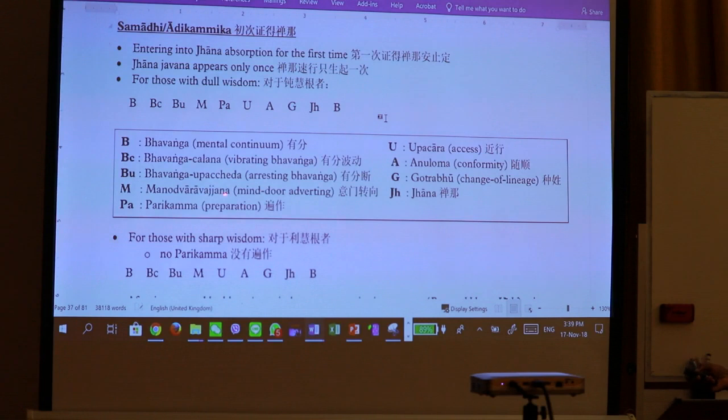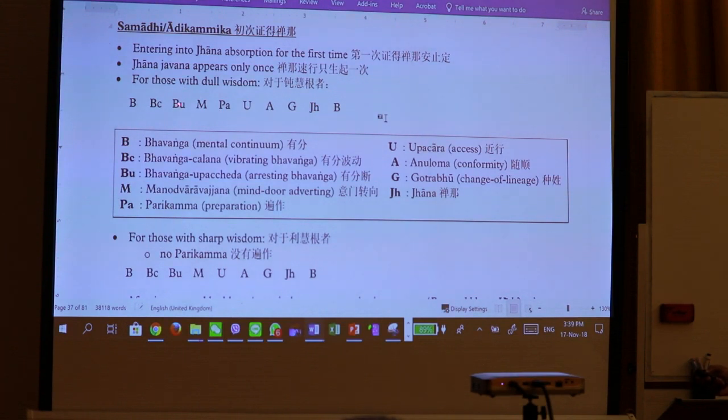Now you can see the bhavanga, chalana bhavanga, bhavanga pacheda. This is the life continuity, vibrating bhavanga, arresting bhavanga, mind door adverting consciousness, parikamma preparation, upachara access, anuloma conformity, gotrabhu change of lineage. They have a few mind moments. This is a jhana mind. Again, bhavanga. Now this is the mind door. This is the adverting consciousness, taking the object from the mind door.